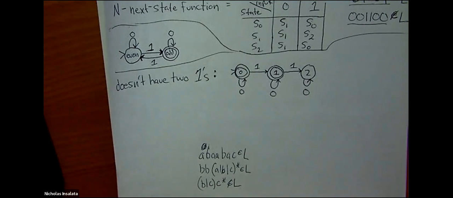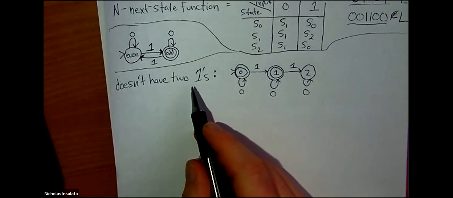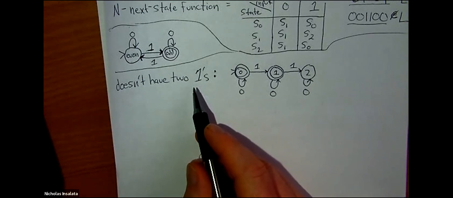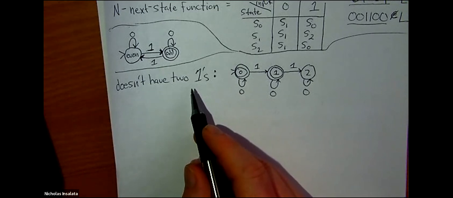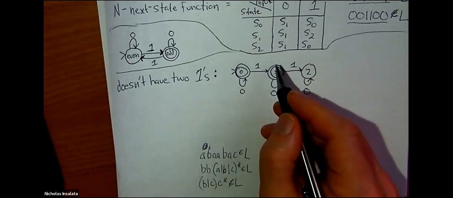No. Okay, why not? Exactly 2 1s. Yeah, not 2 or more, but it doesn't have exactly 2 1s. Yeah, it could have 3 1s, and that's okay. We could have 10 1s, and that's okay. We don't want to loop back. Why not? We don't want to take our 1 arrow and loop it back to here. Why not?